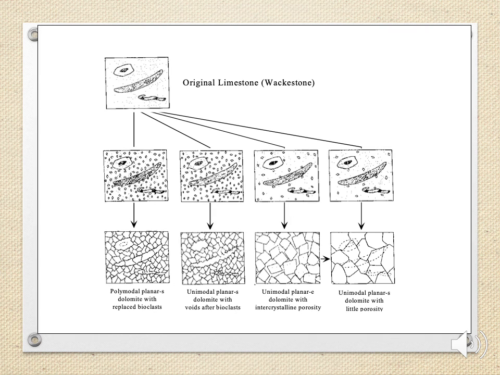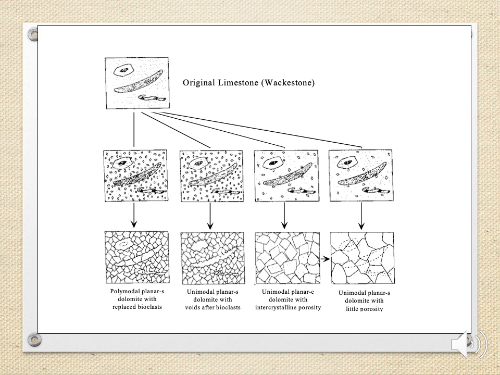So what does this look like? We have our original wackestone here, some micrite in between, and all of these allochems. We have different nucleation, and you can see little floating crystals of dolomite coming in, growing. And here we have polymodal planar-s dolomite with replaced bioclasts. The original forms have been replaced, but you can still see them. You can still say that this is a bivalve shell, and so on.